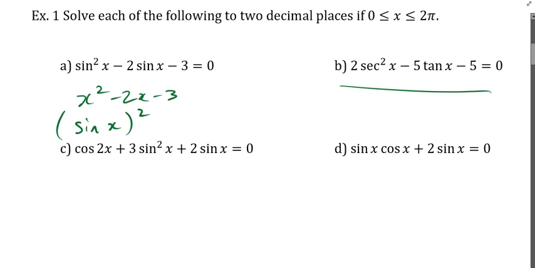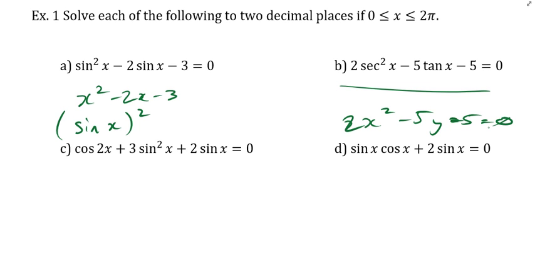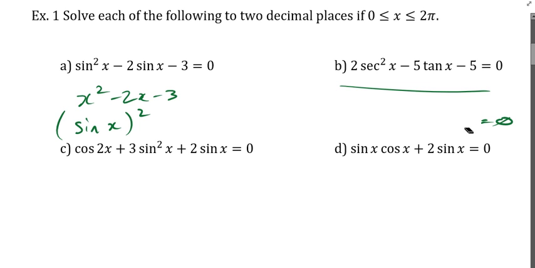Why can't I do that for this one? Sharif? Yeah. That would be like 2x squared minus 5y minus 5 equals 0. Well, you can't just factor that. Think about what factoring is. It's the opposite of expanding. So there's something else going on with this one because it's a secant and a tan. They're different. I have to fix that first.